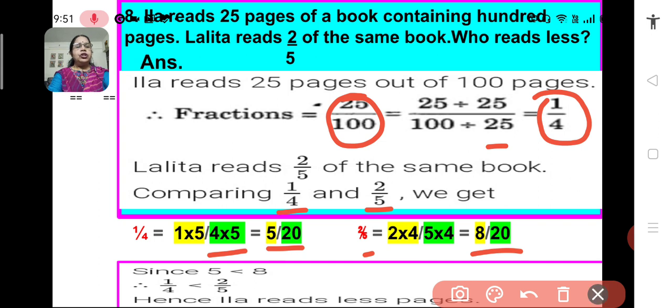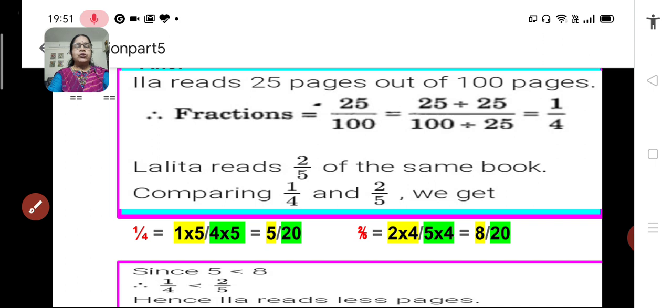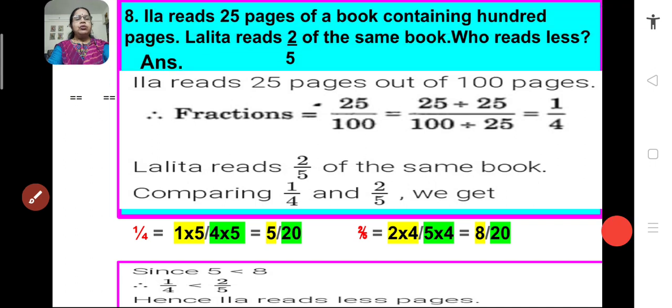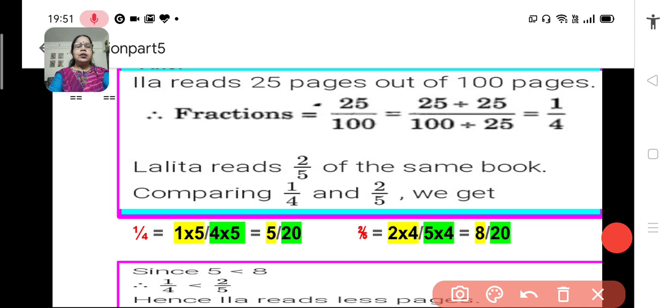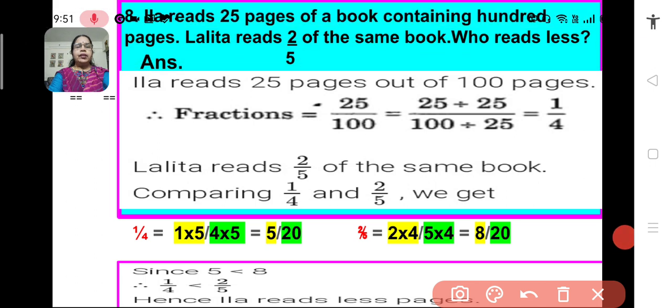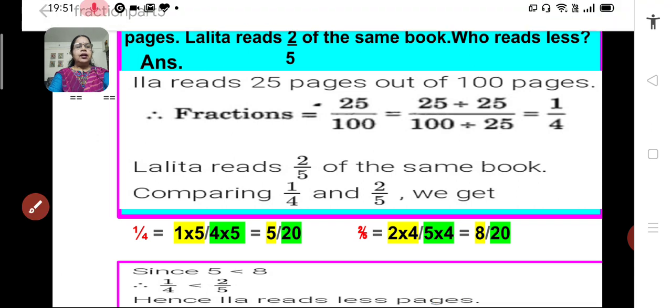So if we have two fractions with same denominators, that means we compare the numerators, and 8 is greater than 5. So 1 upon 4 is less than 2 upon 5. That means Ila reads less pages or Lalita reads more.